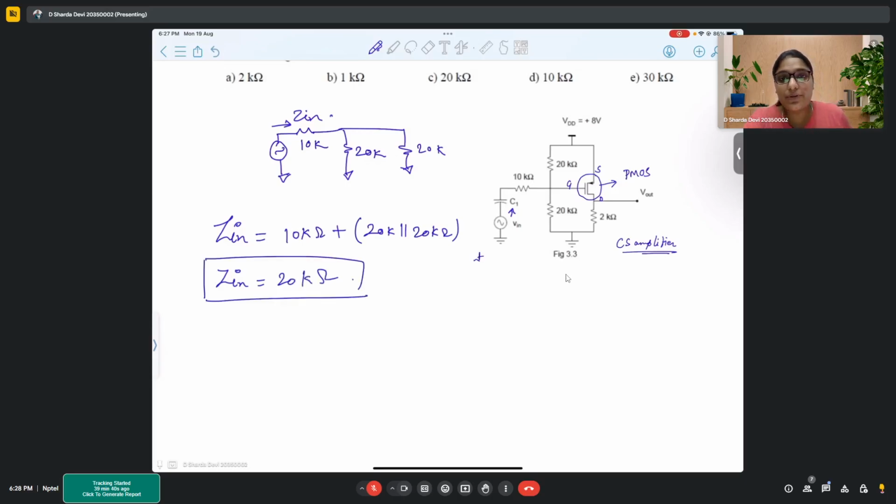Is this clear to everyone? How we found out the input resistance? Any doubts in the input resistance? No, ma'am. Okay, so I hope this is clear. If you have any doubt, please unmute yourself and ask. So meanwhile, moving on to the next problem.